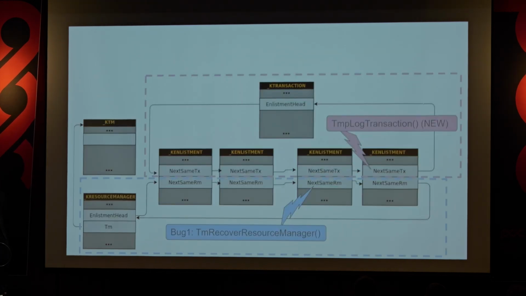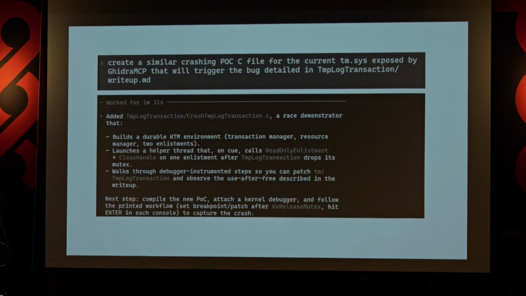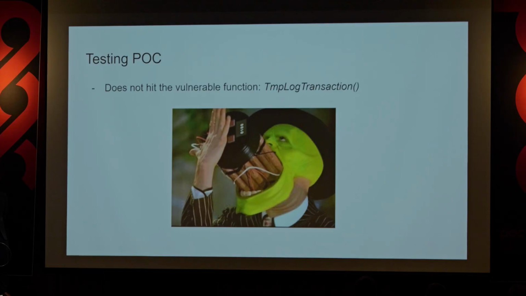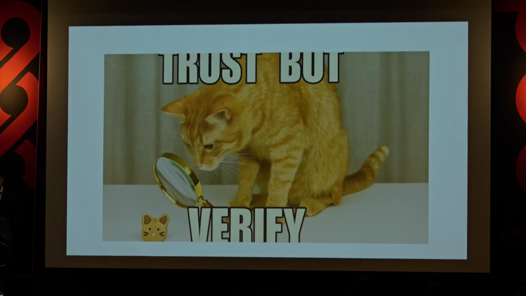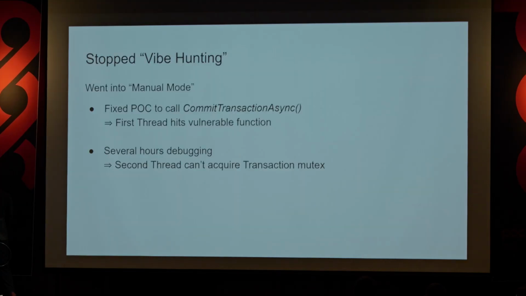So, there is a potential bug in TMP log transaction. I create the POC, and now I trigger the POC. And when I trigger the POC, what happens is it doesn't even reach the vulnerable function. So I'm like, that's not great, right? So in this case, I went into some kind of manual mode. I was like, okay, I can't trust the LLM anymore. I need to do it myself. So what I did is I went into manual mode where I was like, I'm going to understand the POC it wrote. I'm going to figure out why it's not triggering the bug, and I'm going to fix it.